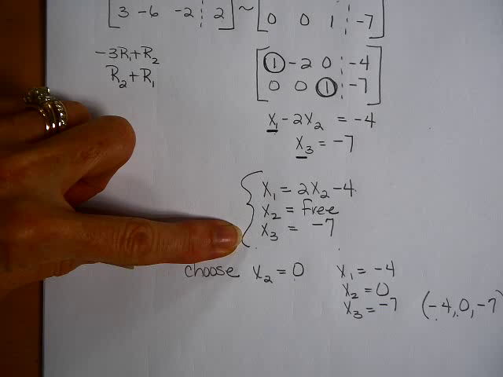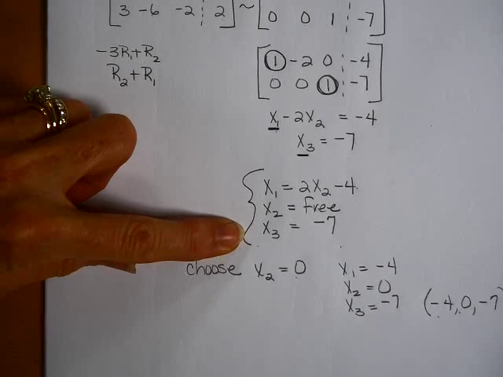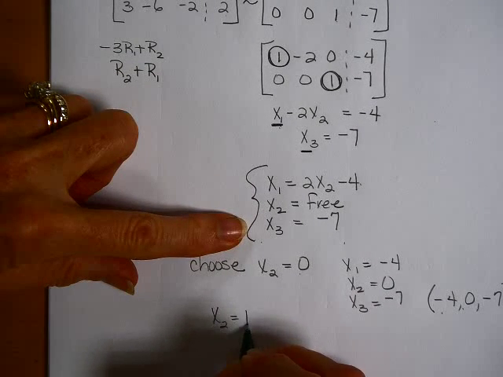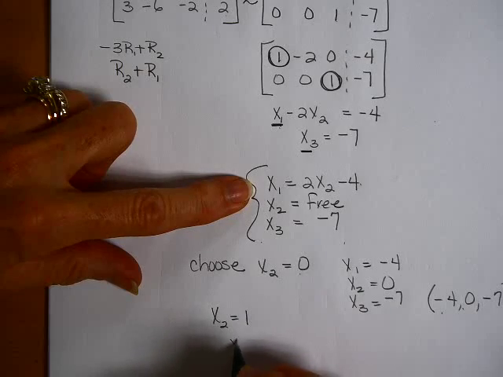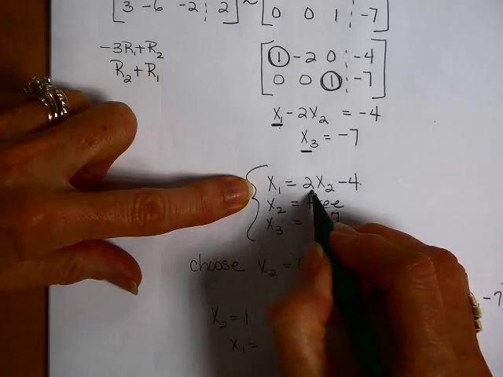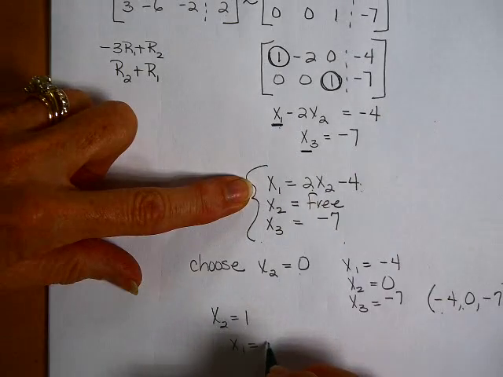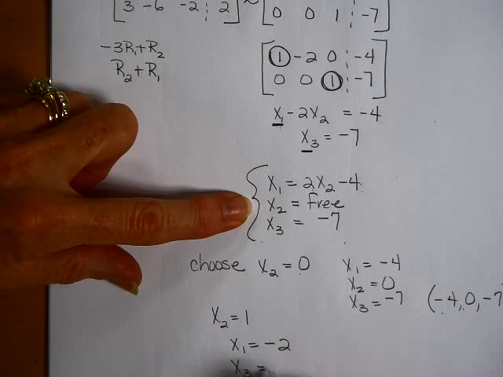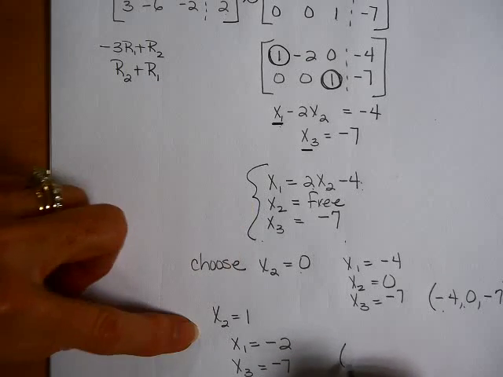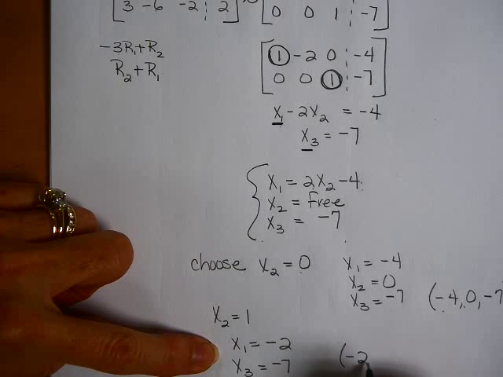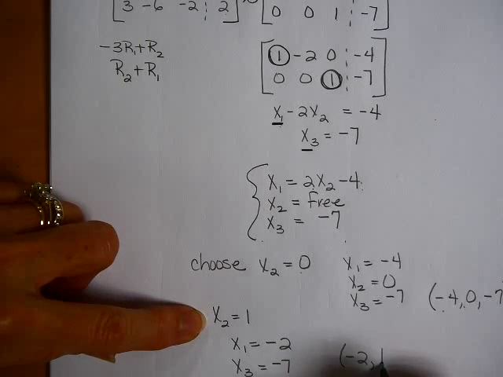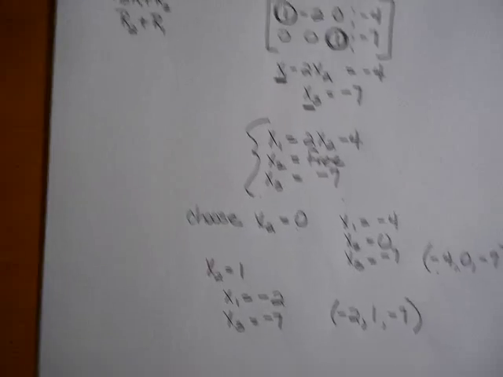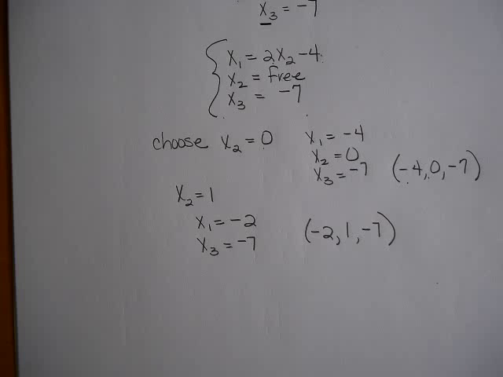How could I get another? I could choose x sub 2 to be 1. If it's 1, then x1 is going to be 2 minus 4, which looks like -2. x3 is still -7, so it looks like I'd get the point -2, 1, -7. And that would be another solution to that equation.